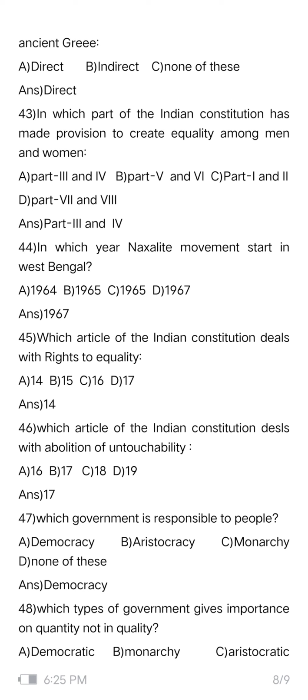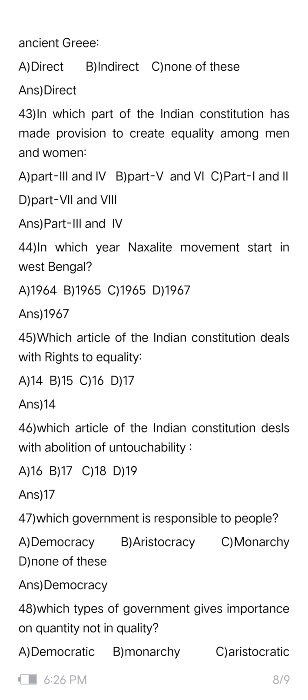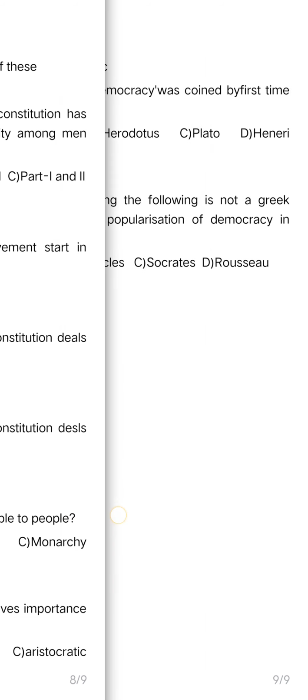Which type of government gives importance to quantity, not quality? Democratic government, monarchical government, or aristocratic government? Democratic government gives importance to quantity, not quality.